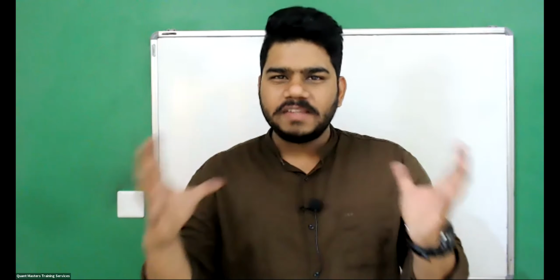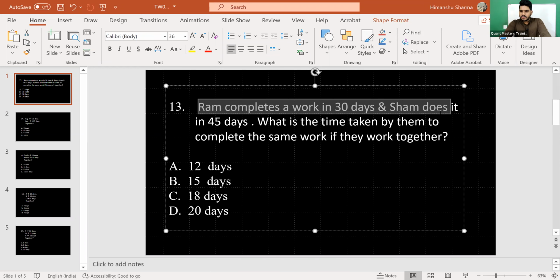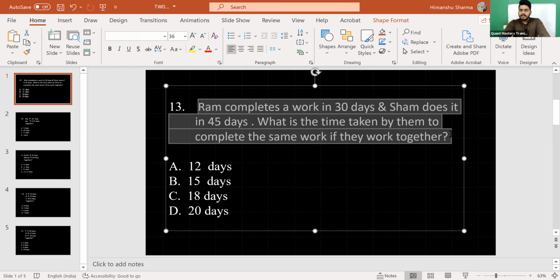If you have this basic idea about LCM, we will be able to solve problems on time and work. So let us look at the first sum on time and work. Ram completes a work in 30 days and Sham does it in 45 days. What is the time taken by them to complete the same work if they work together?